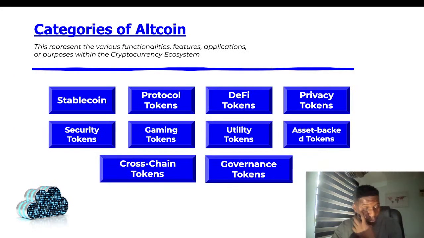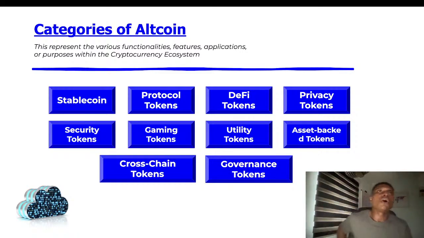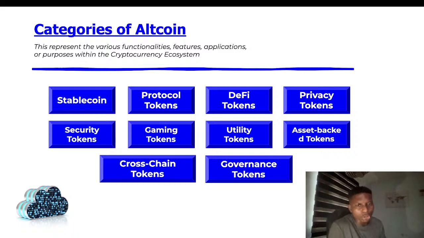And there are many others. All right. Now, how do we categorize altcoins? How do we categorize alternative coins? Alternative coins can be categorized in several ways. Number one of which is it can be categorized into stable coins. It can be categorized into protocol tokens, DeFi tokens, privacy tokens, security tokens, gaming tokens, utility tokens, governance tokens, and much more.